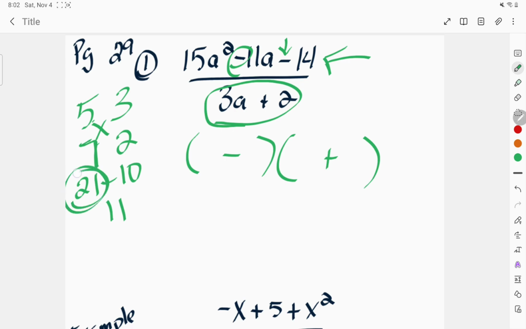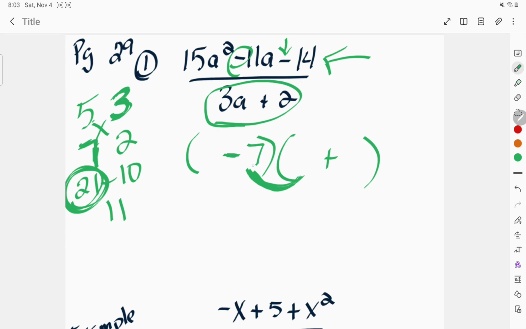So what I need is for this 21 to be my negative number. So I need either the 7 to be negative or the 3 to be negative. Okay, so either 7 and 3 go on the inside, or 5 and 2 go on the inside. Since I put my negative here, when I multiply my inside times my inside, that is what's going to be negative. So I need 7 and 3.